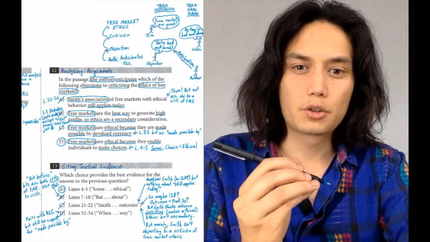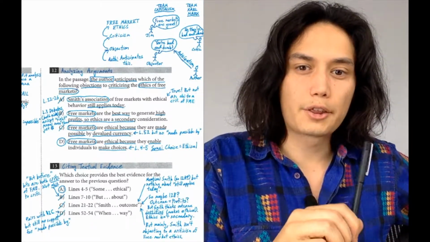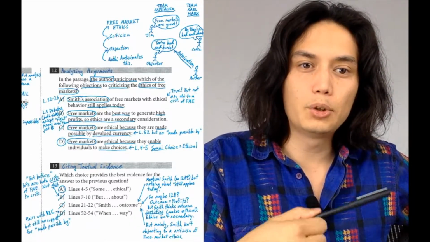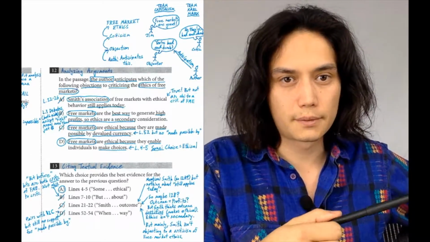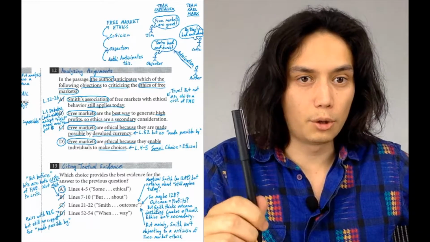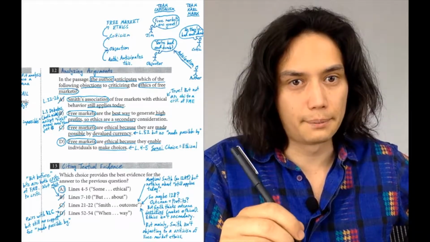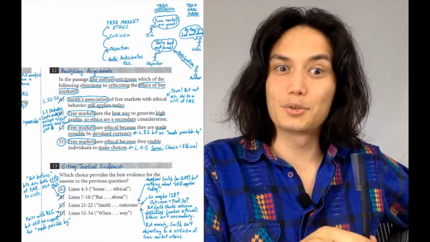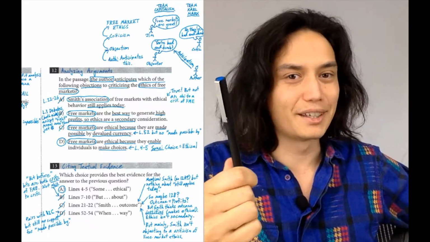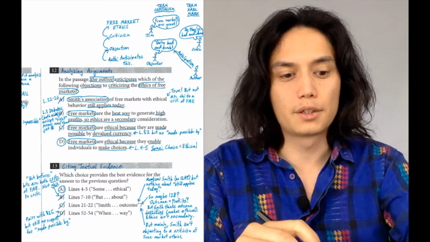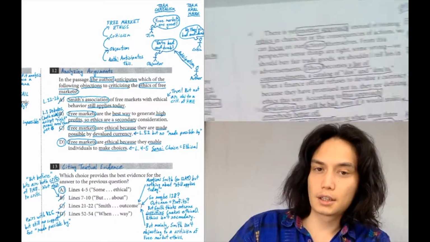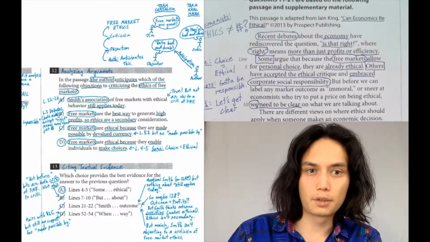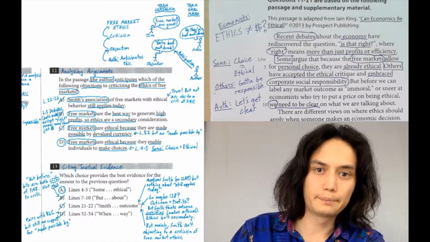All right, answer choice D. Free markets are ethical because they enable individuals to make choices. Now, if you're really on the ball, maybe if you did this passage untimed, you remember that buzzword choices, and you skeptically go back to the place where you remember that buzzword choices, and it occurs in the context of this claim right here. And this is the money claim.